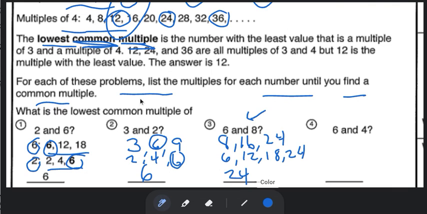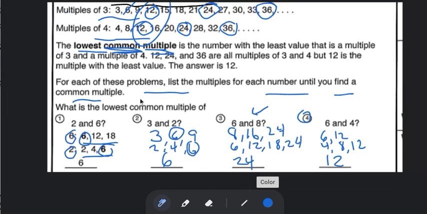All right, pause the video, try number 4 on your own, and then turn the video back on. So you should have listed the multiples of 6. You got 6 and 12. The multiples of 4 are 4, 8, 12. Oh, look at that. We came to a 12 in both lists. So the answer is 12.